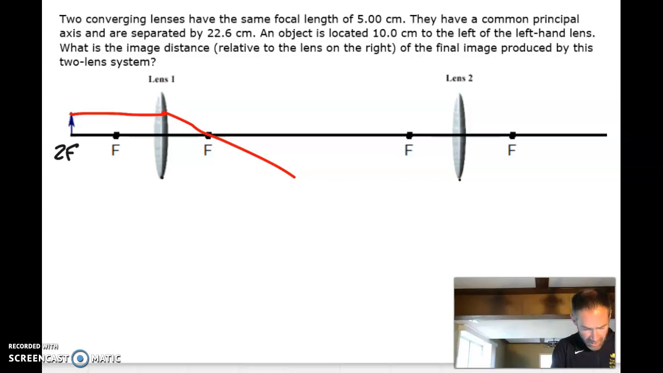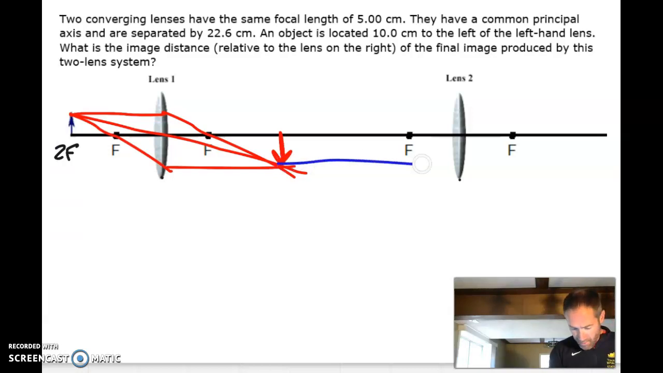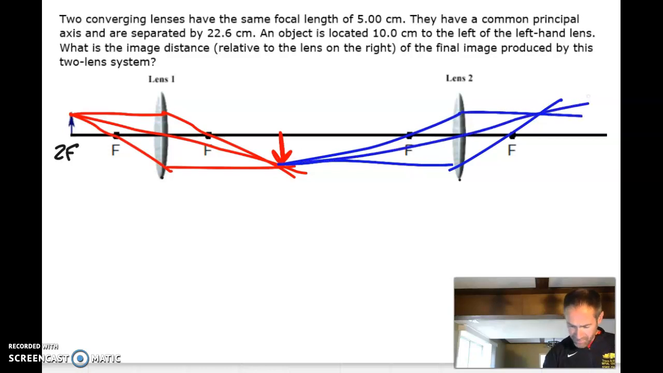We could draw in the focal ray. We could draw in the chief ray. And we're going to get an image formed right there. And then we could say, okay, well, based on that, now we could have a parallel ray, a focal ray, and a chief ray. And so this is the ultimate image, the second image, the one that you're really going to see if you're looking at this from the far right here.